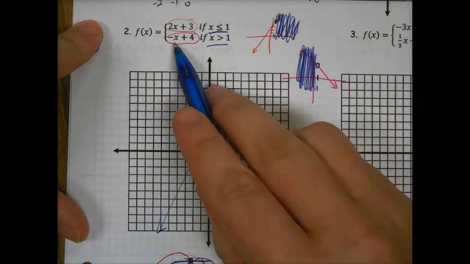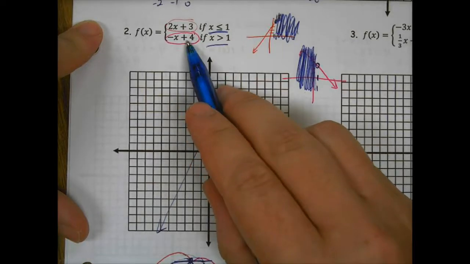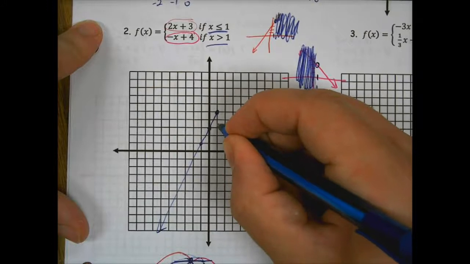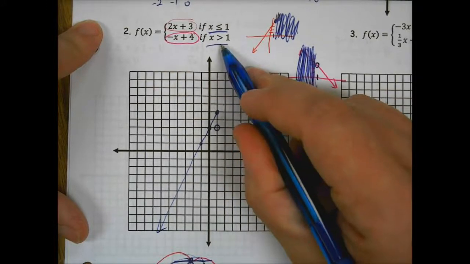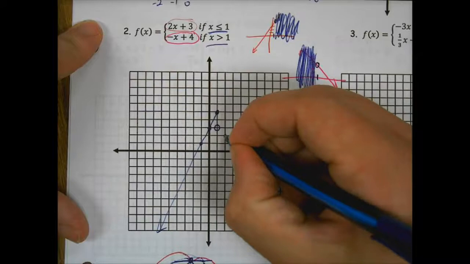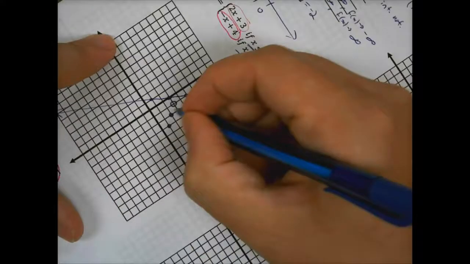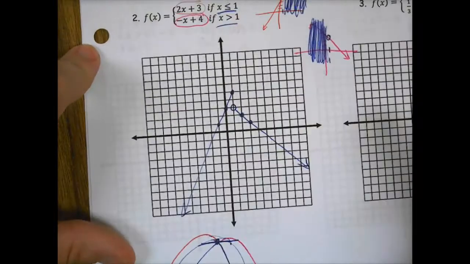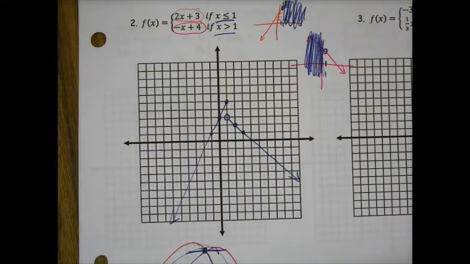If I plug in 1, that's negative 1 plus 4 is 3. So I'm going to start at 1, 1, 2, 3. It is open because I am just greater than. And then I will continue to do my slope for my line, graph the line. And again, put some more points on there so you make sure you're really accurate. But that is what the piecewise function is here.